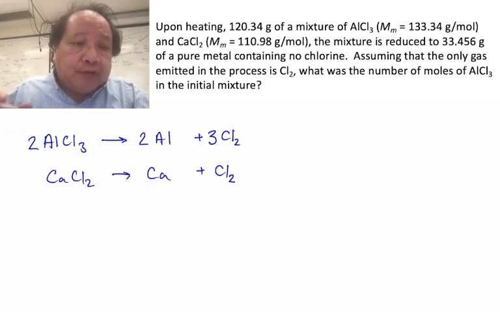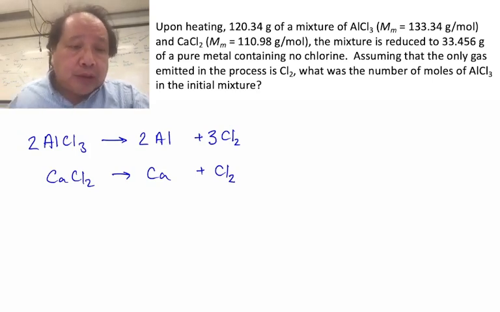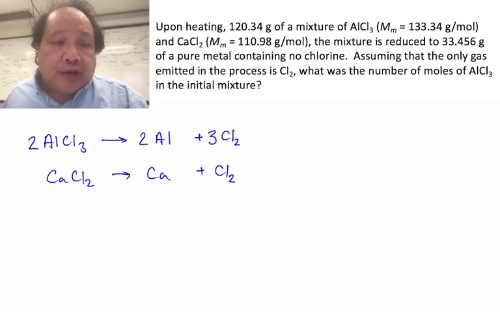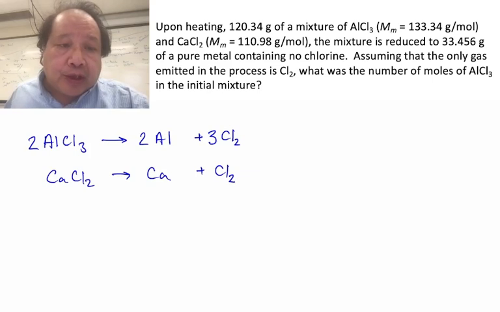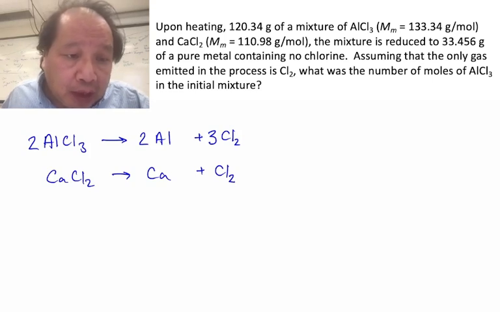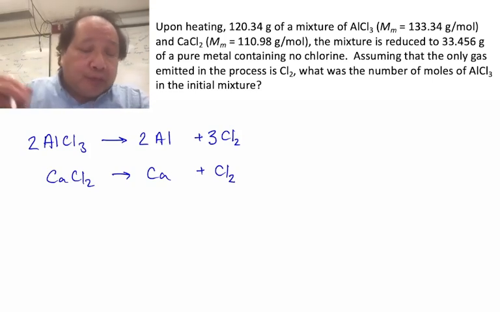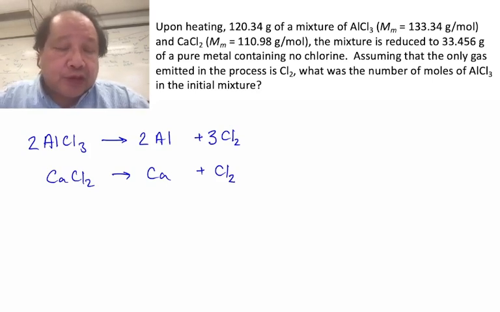The amount of aluminum chloride that's being turned into aluminum and chlorine has no bearing on the amount of calcium chloride which is being turned into calcium plus chlorine. I could have a lot of aluminum chloride in my mixture and it will react, and I could have a lot of calcium chloride and it will react too. And whatever they do, they're going to do it independently of each other. And if they're independent of each other, the reactions are separate.